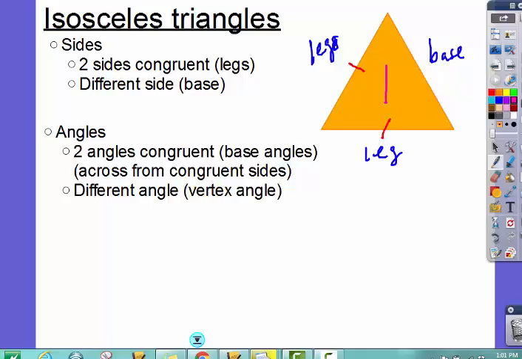okay, going across from this leg up here and across from this leg down here, those are the two angles that are going to be the same here and here in this picture. Okay, those are the ones that we call the base angles. The base angles here and here are the ones that are the same. They run along the base. They're across from the congruent sides. The one that is different over here, that's the one that we call the vertex angle.